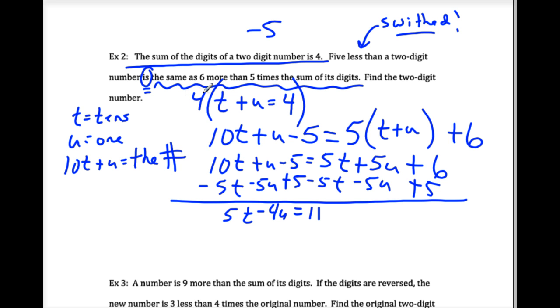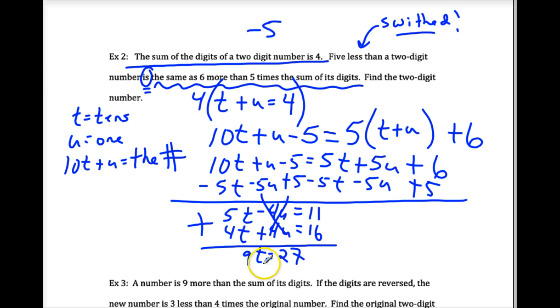4. So 4t plus 4u equals 16. Our u's are going to eliminate. t equals 27... Boom! I love when that happens. Notice 27 is divisible by 9, so the tens digit is 3. Now what's the units digit? 1. 3 plus what makes 4? 1. So what's the number? 31.